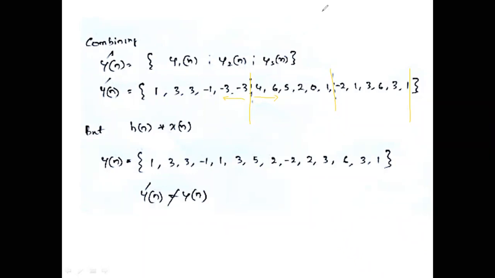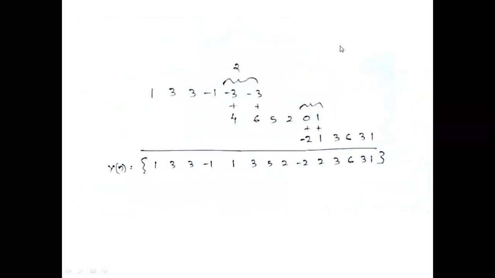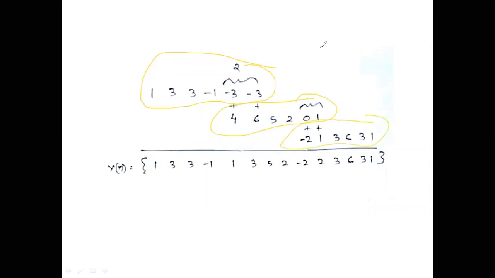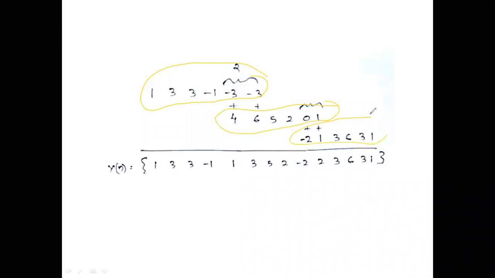So here is the method. The idea is, let us have the individual sub answers. See, this was the first sub answer, y1 of n. This is y2 of n. This is y3 of n. What the author does is overlap them. You can see there is an overlapping, right? How many values overlap? 2 values are overlapping.